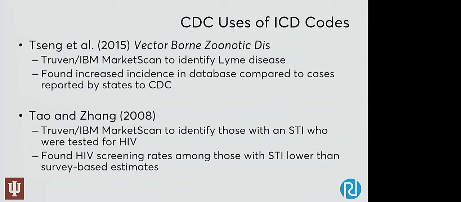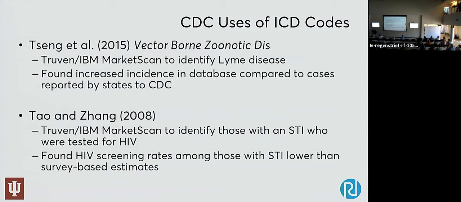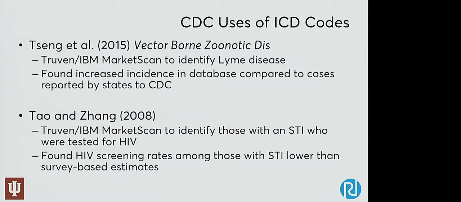And then the same thing in the STI division at the bottom. They used MarketScan to identify those who had both an STI and who tested positive for HIV. They found that HIV screening rates amongst those with STIs was lower than what CDC had found through some of their survey work. So a lot of our public health data sources are either based on self-reported survey data or from large mining of claims repositories like MarketScan.